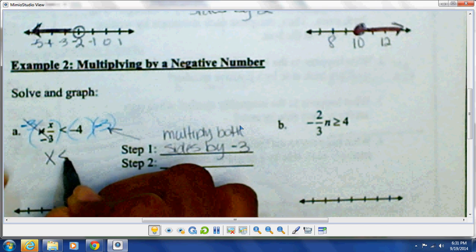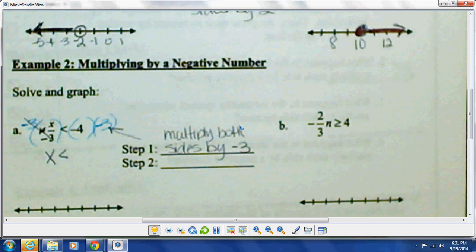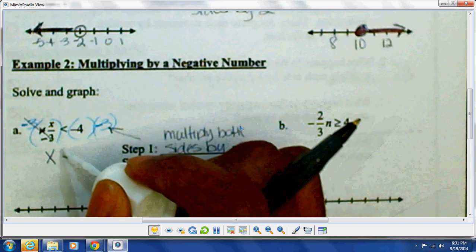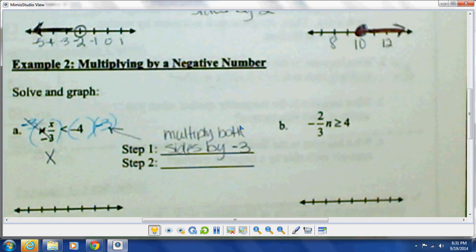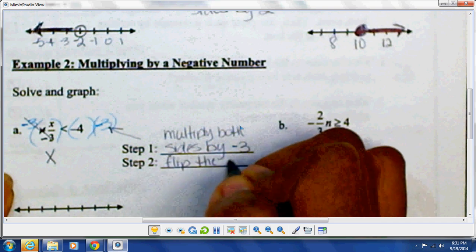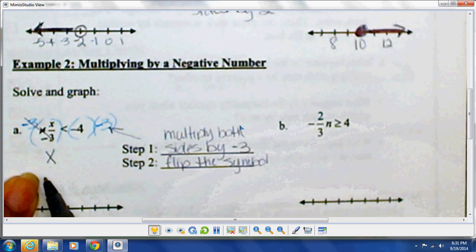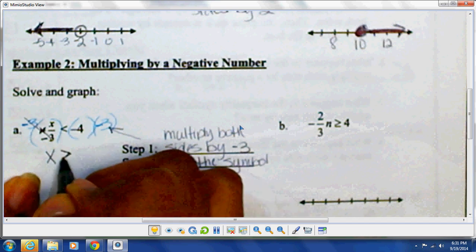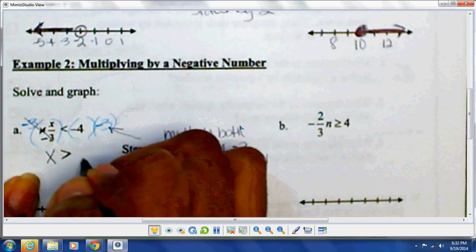Oh, wait a minute. We multiplied by a negative number. So remember it said that whenever I multiply by a negative, I need to reverse or flip my symbol. So step 2 is going to be flip the symbol. So now instead of it being less than, we should have greater than, because this is negative. So -4 times -3 is 12.